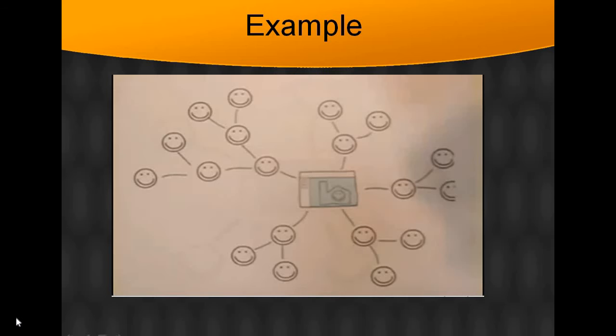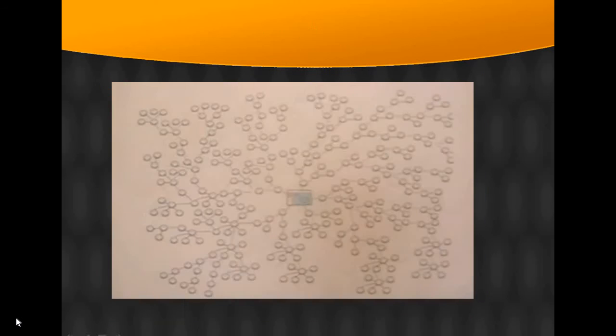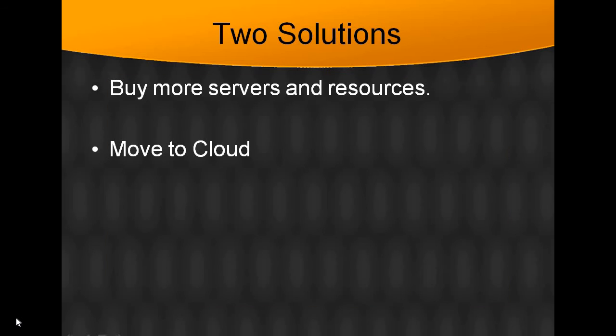This is an example. This is a network of computers. This network increases and gets expanded, and at a stage the network traffic becomes very busy. The website is busy, the server will be overcrowded and the network traffic will be very busy. Then what is the solution? There are two solutions. First one is buy more servers and resources. That is the first solution.